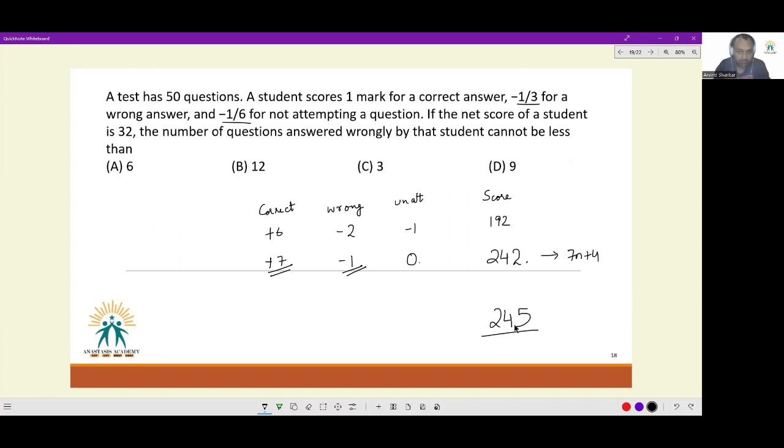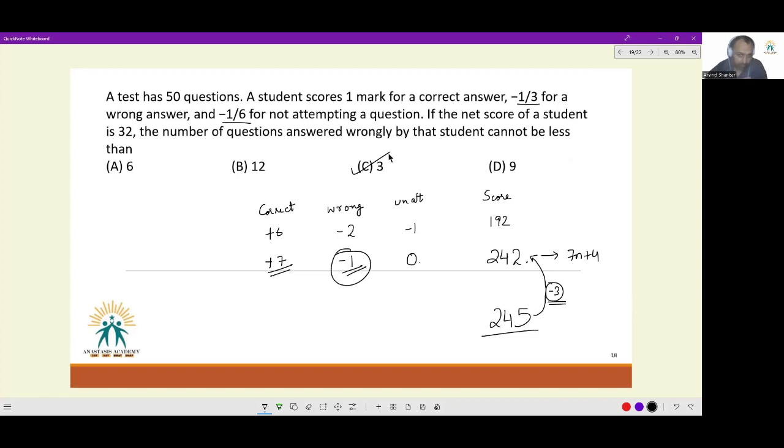Why I'm concerned with multiples of 7 is I can obtain this score with just correct answers. But in order to move from 245 to 242, I need to do a -3. And where do I get minus? In my current version, I only get a negative score when I get something wrong. How many questions do I have to get wrong? 3. This is the minimum possible number of incorrect answers I have to give in order to get to my desired score. The answer to the question is 3.